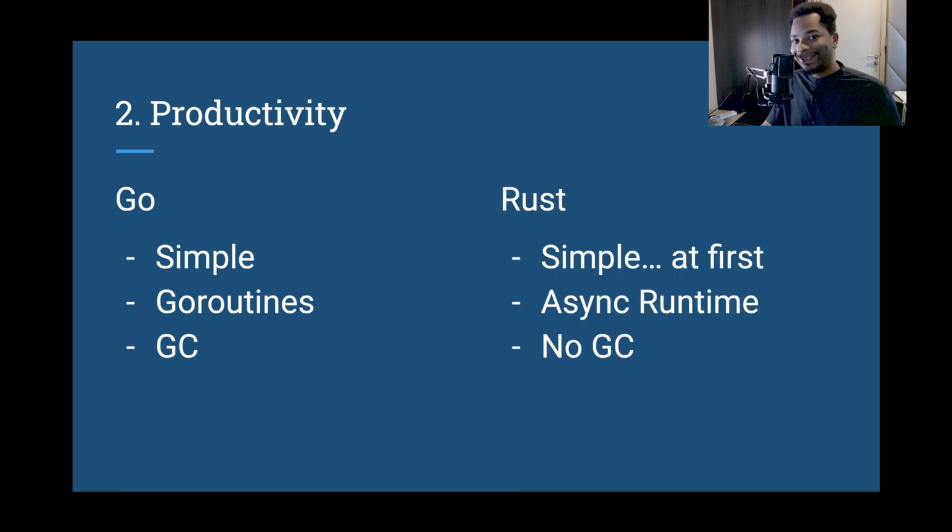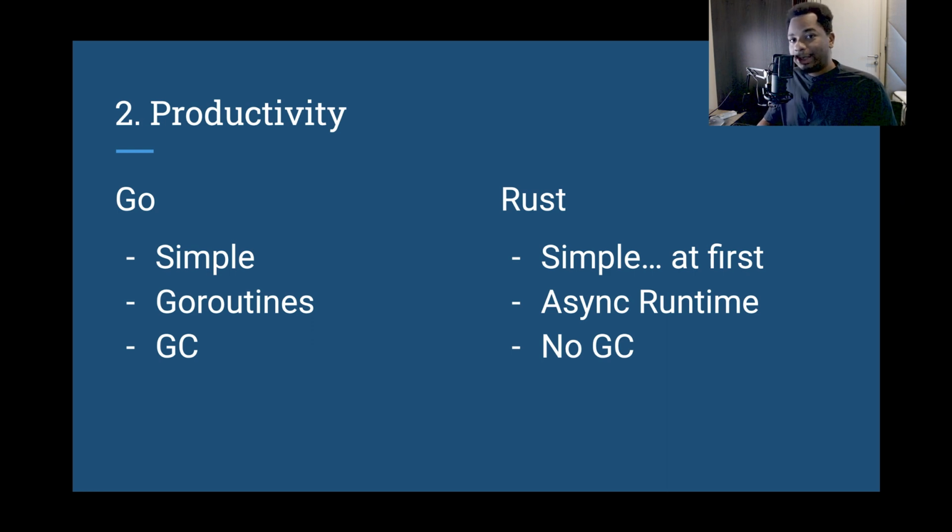So Rust is deceptively simple at first. You look at it and it's like, okay, there's variables and functions and traits. All this seems pretty simple. And then you start working with references and mutability and asynchronous runtimes. And the fact that it's not garbage collected means that you do have to worry about if an object is going to go out of scope.